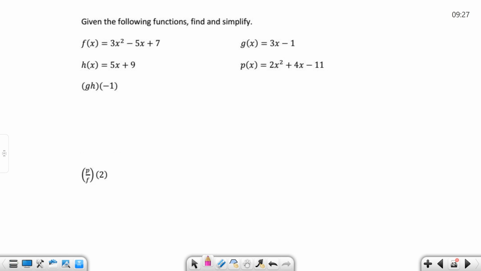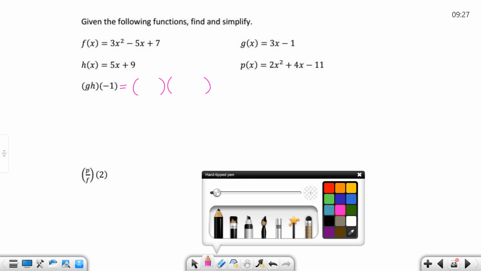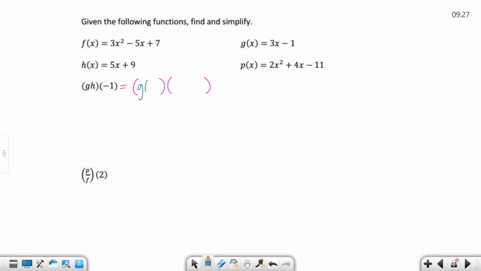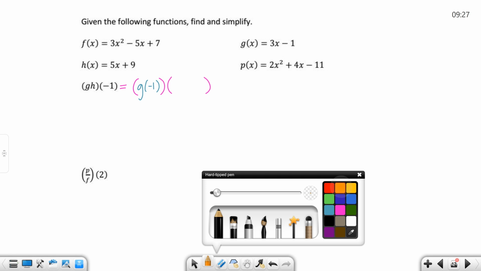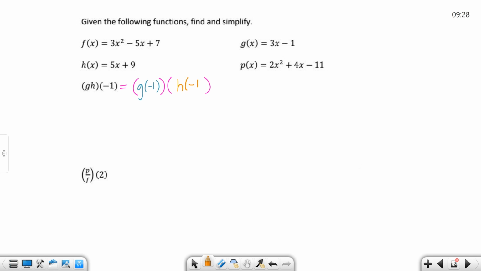So let's look at another one: GH of negative 1. That's of, not times, it's of. You read this as GH of negative 1, or you can even say G times H of negative 1. So what do you suppose that means? Well, it means we're going to take something times something else, and those two somethings are going to be G of negative 1 and H of negative 1, okay? As we work through this, we're going to have some thought clouds, and two things multiplied together, and then equals whatever our final answer is here.